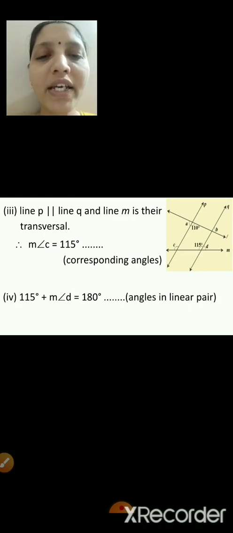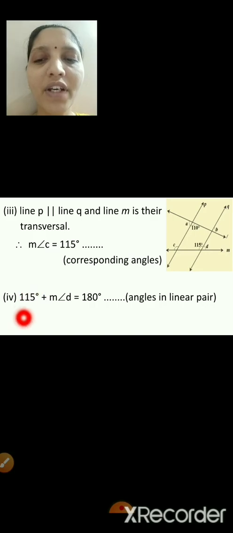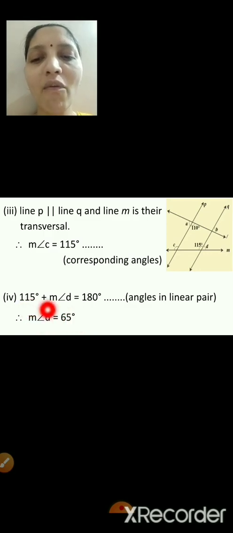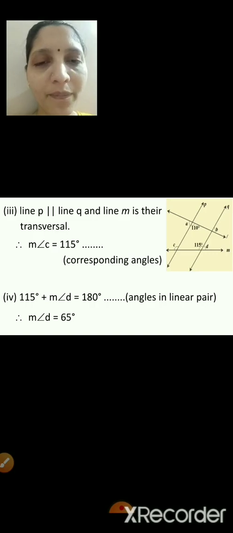Now major angle D and 115 degrees, these two angles are in a linear pair. Therefore, we can write here 115 degrees plus major angle D is equal to 180 degrees. The reason is angles in linear pair. Therefore, major angle D will be 180 degrees minus 115 degrees, that is equal to 65 degrees. That will be your major angle D.